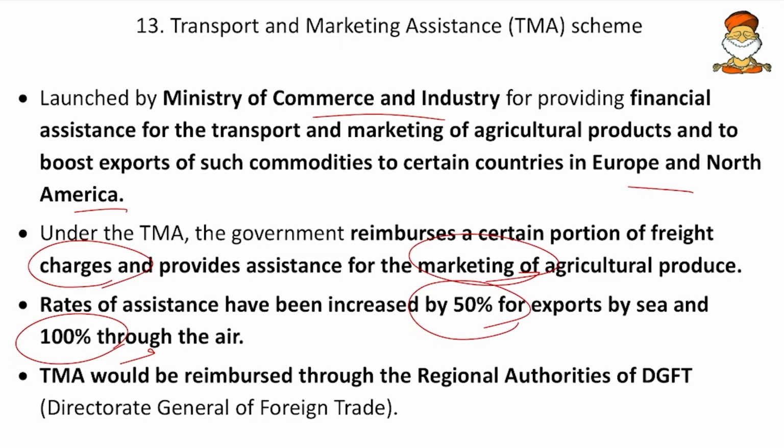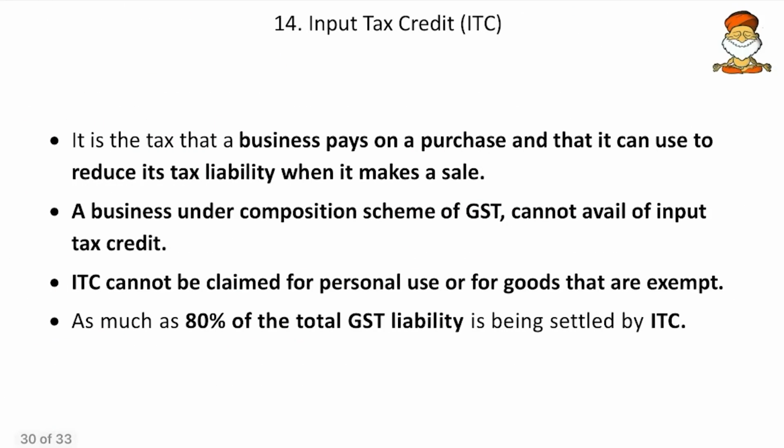So if you are exporting through the sea, 50% refund of that will come from the government, and if you are exporting it through air, then a full 100% refund will happen. Then it will be reimbursed through the regional authorities of DGFT, the Directorate General of Foreign Trade. That is the nodal authority which will reimburse or refund the money.